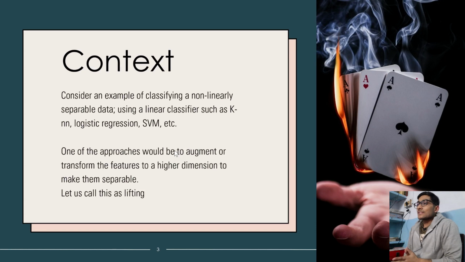So consider an example of classifying a non-linearly separable data, which you can very well easily understand using a linear classifier such as KNN, logistic regression, etc. Okay, now you understand that we have a linear classifier and we have a non-linear data set. One of the approaches is to augment our feature set in order to convert them from d-dimensional to a higher dimensional such that they become linearly separable. Now this augmentation technique, let us call this lifting for a while. It may be referred to as something else, we are not aware of it. Let us call this as lifting.